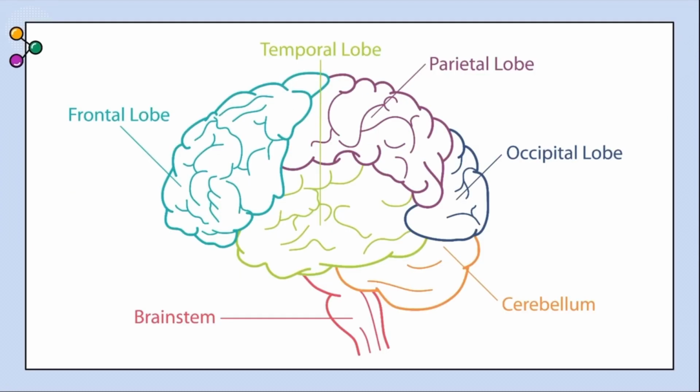The brain is divided into functional sections called lobes. The 6 major sections of the brain that I'll be covering in this video are the frontal lobe, temporal lobe, parietal lobe, cerebellum, occipital lobe, and the brainstem, which all have specific functions to regulate the body.